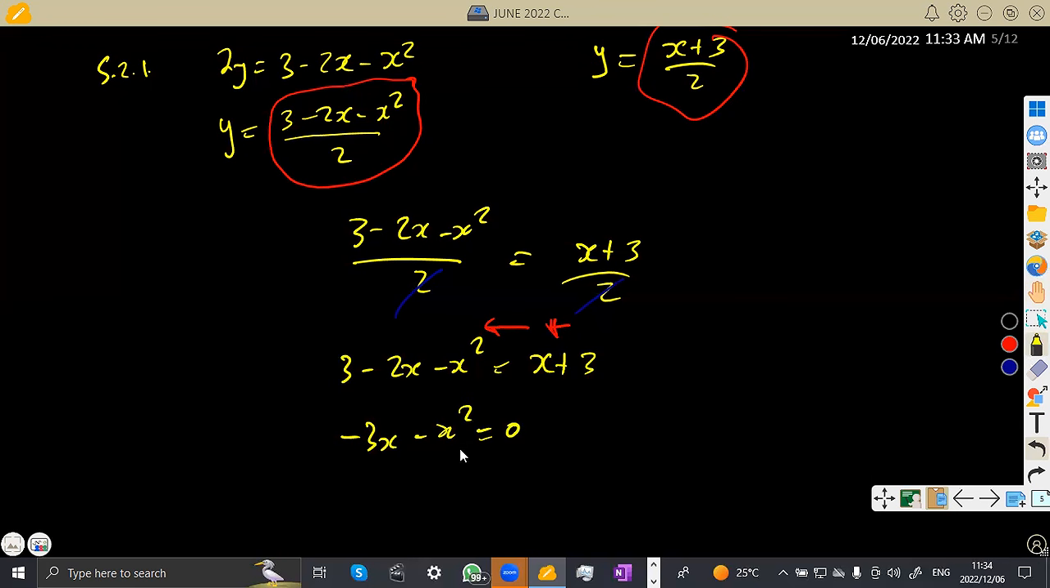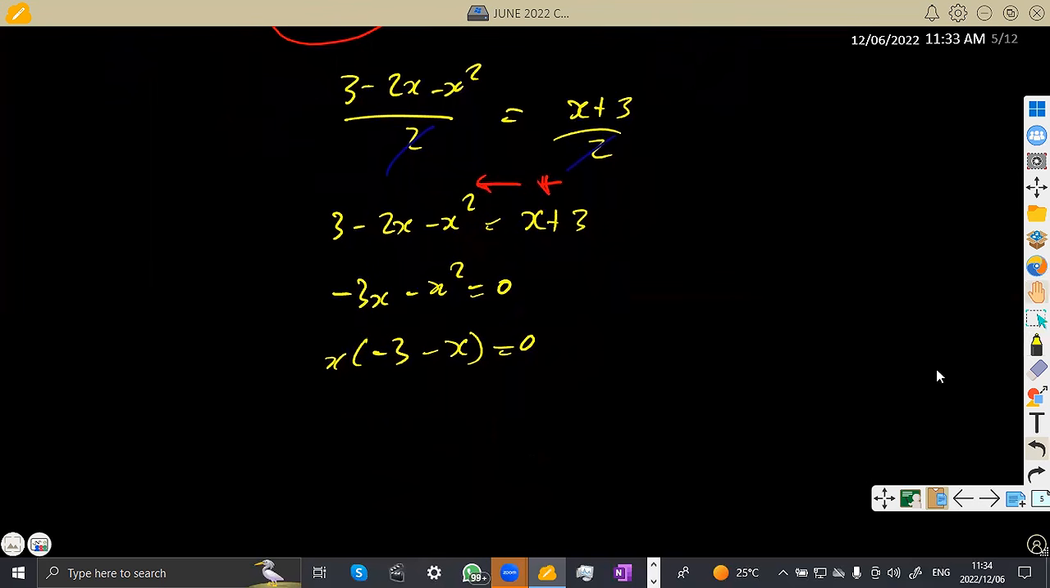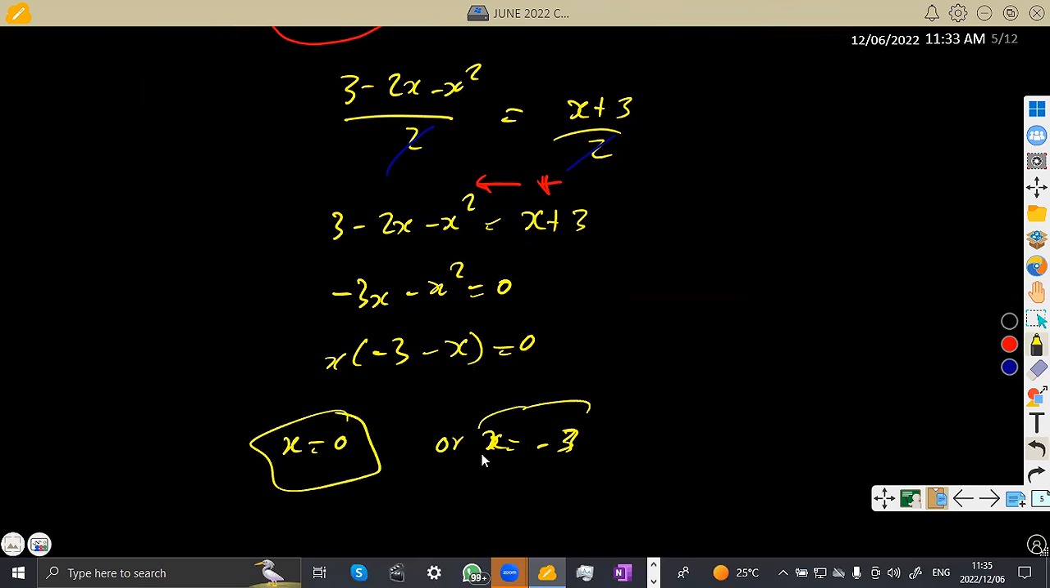So as you can see, it's a matter of solving for x. So you can factor out x, which is common. You are left with negative 3 minus x is equal to 0. So it's either one of these brackets must be equal to 0. So definitely x is going to be 0 or x is going to be equal to negative 3. By transposing x to that side, it becomes a positive, so it will be negative 3. So these are the values of x, x being equal to 0 or equal to negative 3.